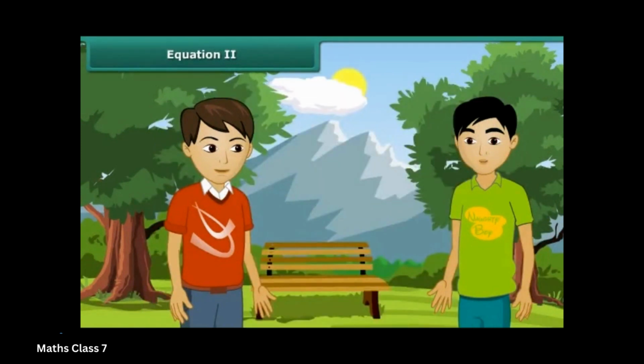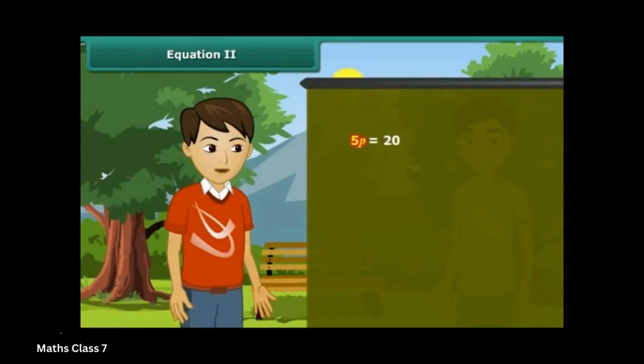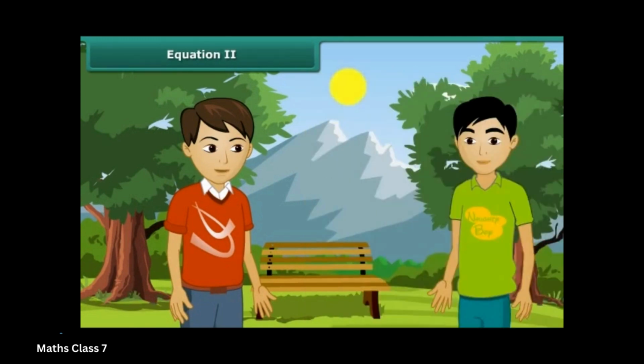We can also convert the equation into a statement. Can you give any example? Okay, look at this equation: x minus 5 is equal to 9. We can write it as taking away 5 from x gives 9. And we can write 5p is equal to 20 as 5 times a number p is 20. Correct.